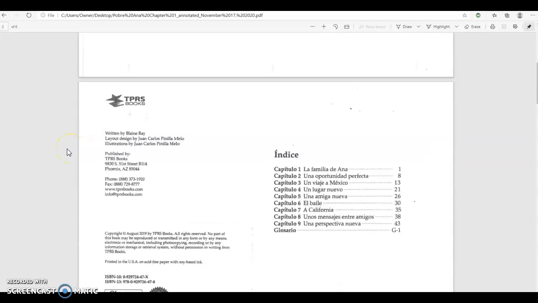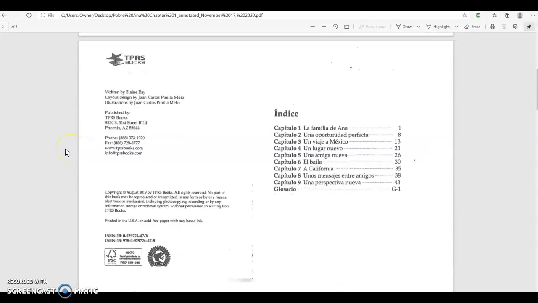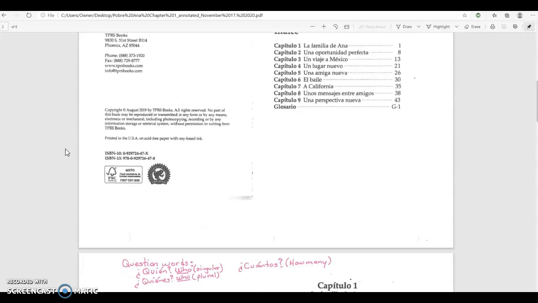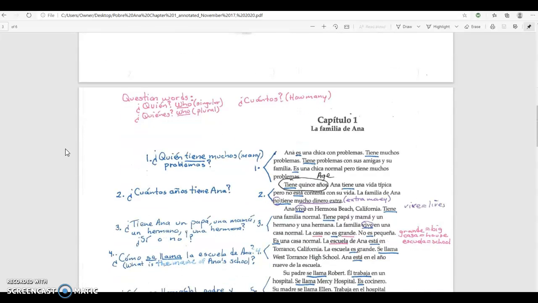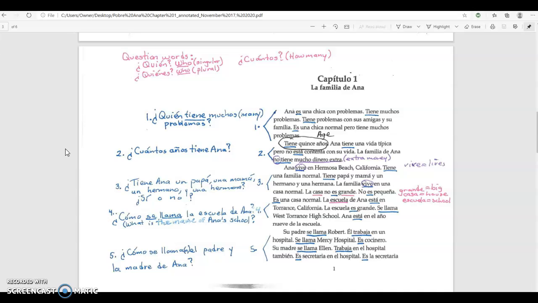This first chapter, here is the table of contents, and for today's lesson, I'm only focusing on capítulo uno, which is chapter 1, La Familia de Ana, which is an introduction to Ana's family. I'm going to briefly explain what we're going to be doing, and please don't feel too overwhelmed with my annotations. This is in hopes of helping you understand the reading.